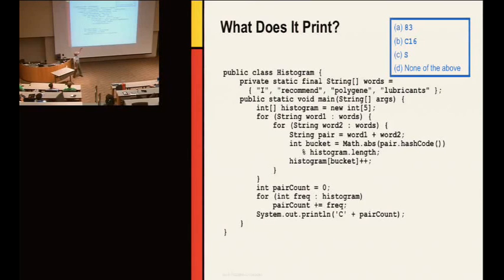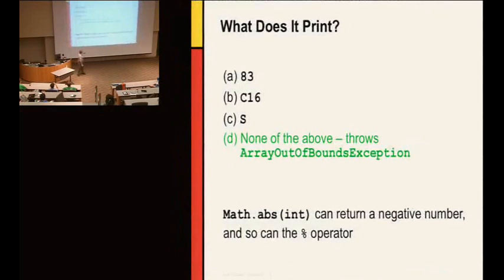All right, choice C, the capital letter S, about 15 of you. That seems to be a popular number tonight. We come in 15s. And finally, choice D, none of the above. About, I'm going to say 10 or 12 of you. And those 10 or 12 of you are correct. It turns out that this program will always throw an array out of bounds exception.